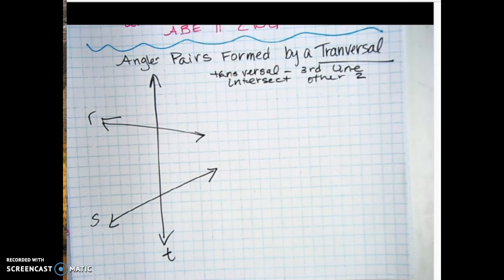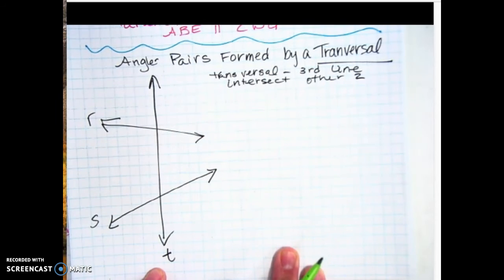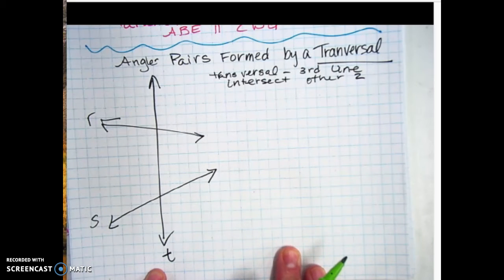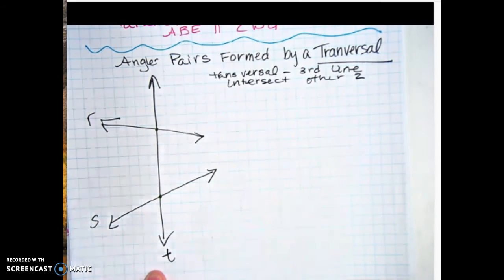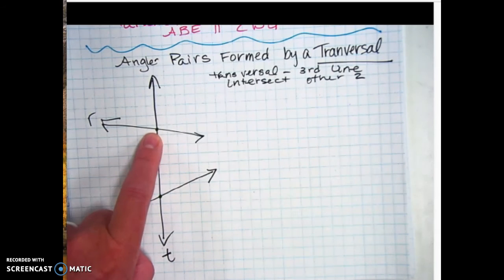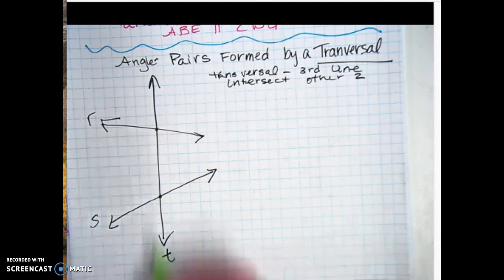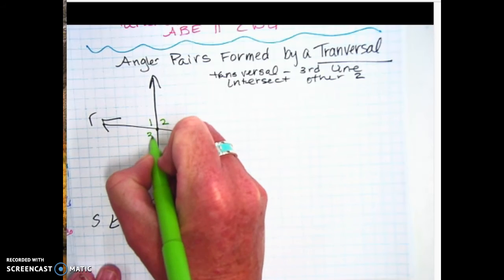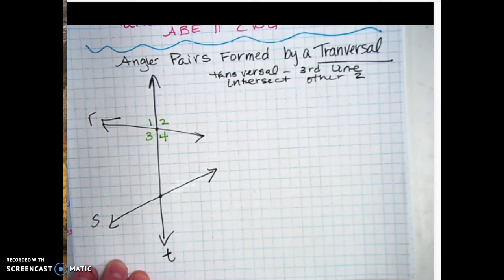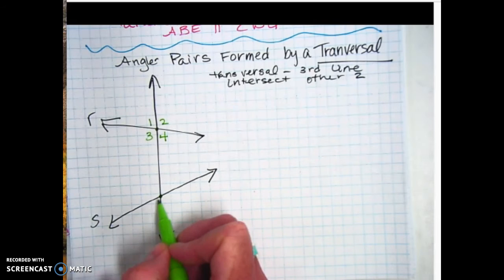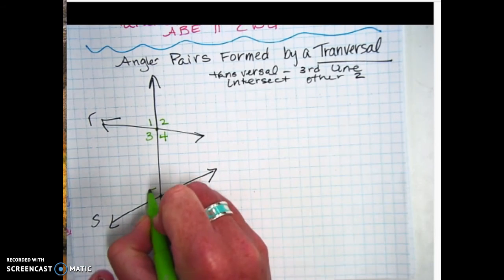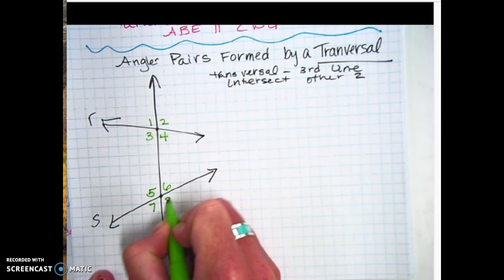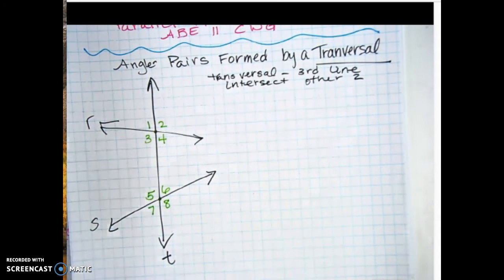Okay. When you have these two lines and it's intersected by that third line, it creates angles at their intersections, right? There's one intersection here and one intersection here, right? At this intersection here, how many angles does it create? 4. So we'll label them 1, 2, 3, 4. Okay. Then you come down here to this second intersection. How many angles does that one create? 4 more. So we've got 5, 6, 7, 8. So it actually creates 8 angles.